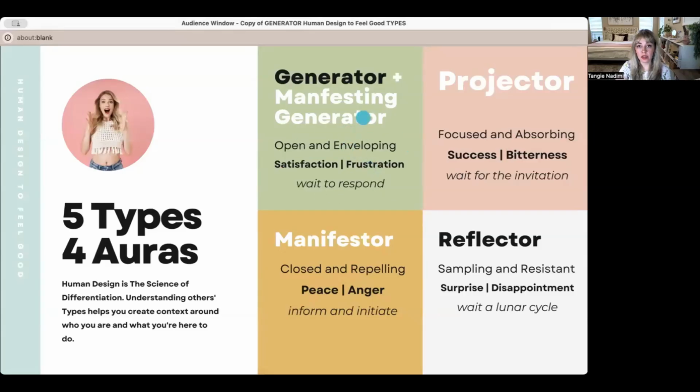So the 4 different auras: generator and manifesting generator have the same aura shape. Projector has a focused and absorbing aura. Manifester has a closed and repelling aura, and reflector has a sampling and resistant aura. When you understand your aura and how it functions and put it in context with the other aura types in human design, you start to be able to speak directly to their listening. You start to be able to guide your clients in different ways and really help them find their inner compass for aligning their energy, protecting their aura, and making decisions that are compatible with their unique energetic expression.